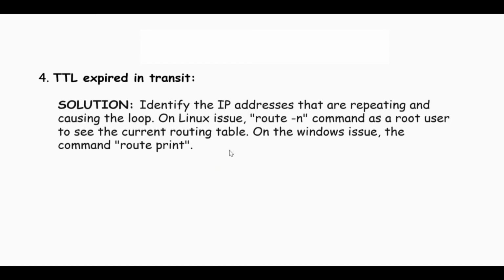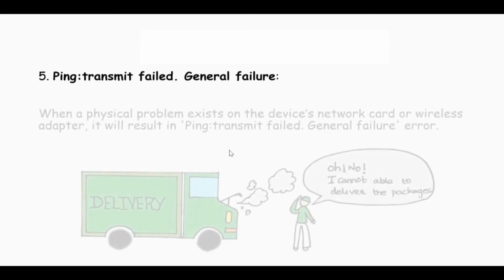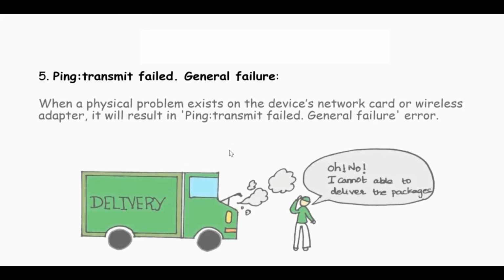So what you can do is first identify the IP addresses that are repeating and causing the loop. On Linux, give the route -n command as a root user to see the current routing table. In Windows, pass the command route print. So the final error will be the ping transmit fail general failure error.